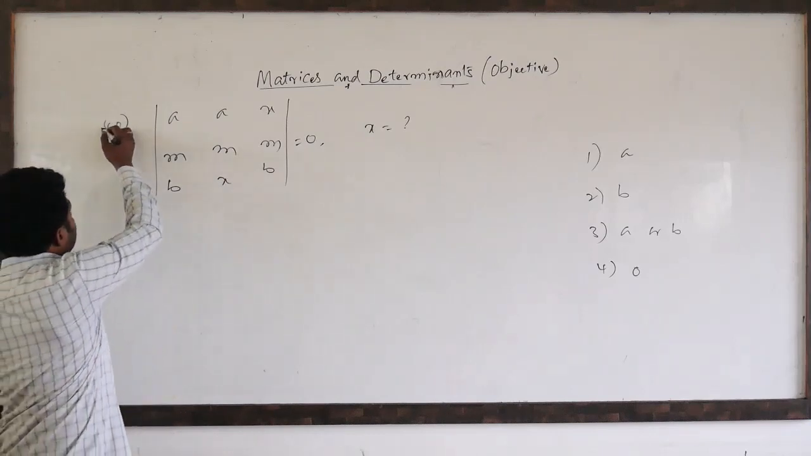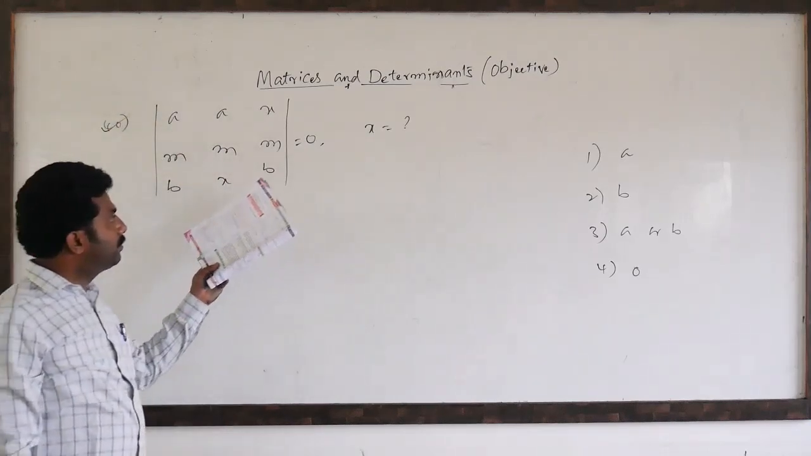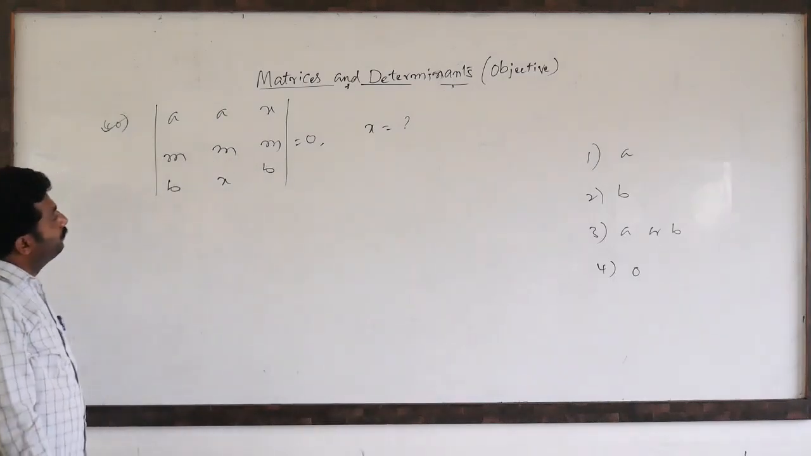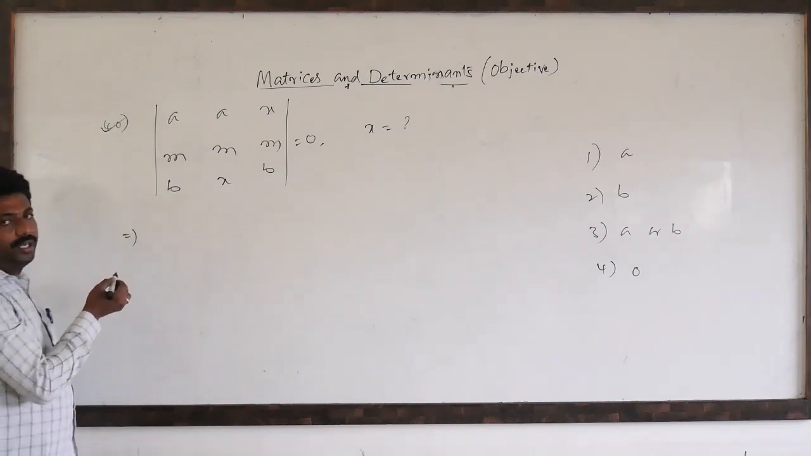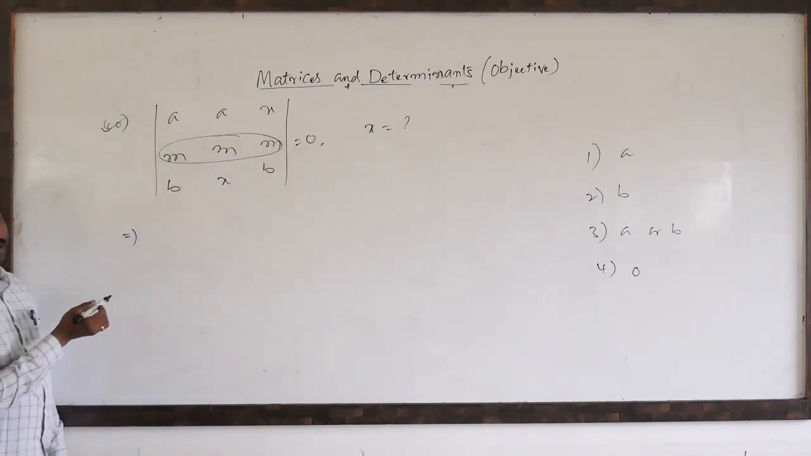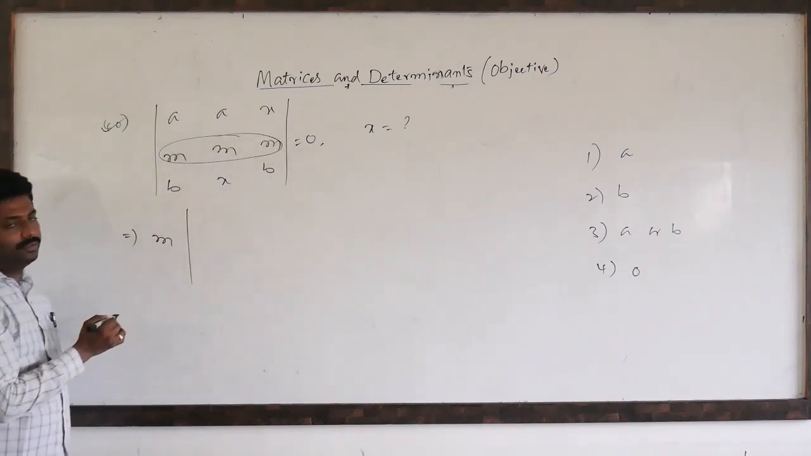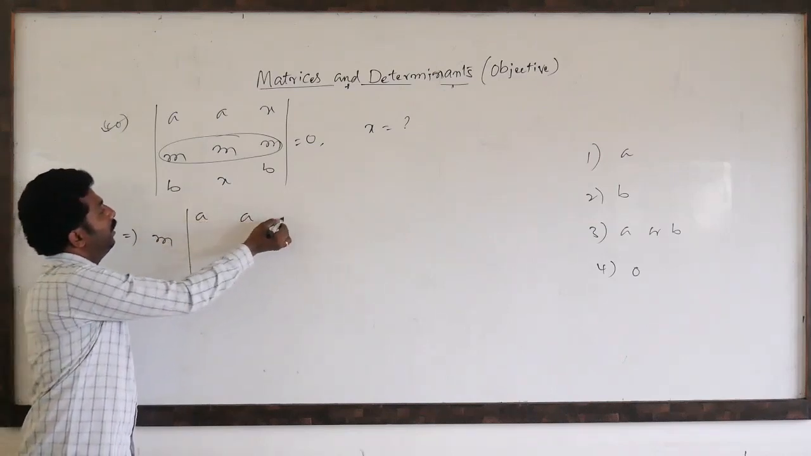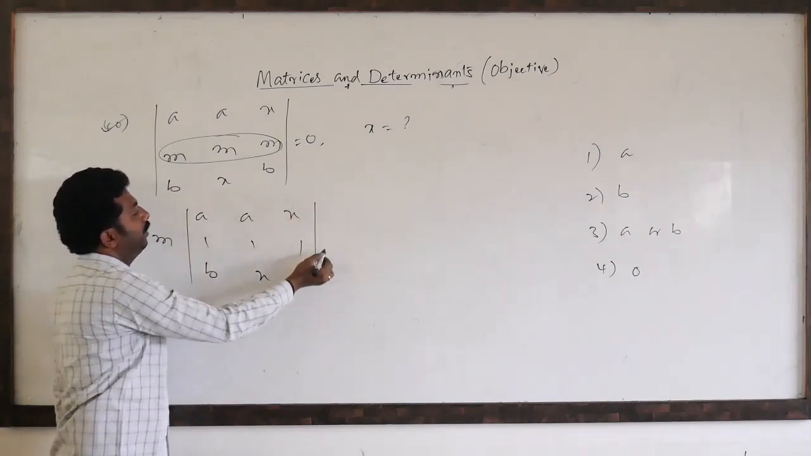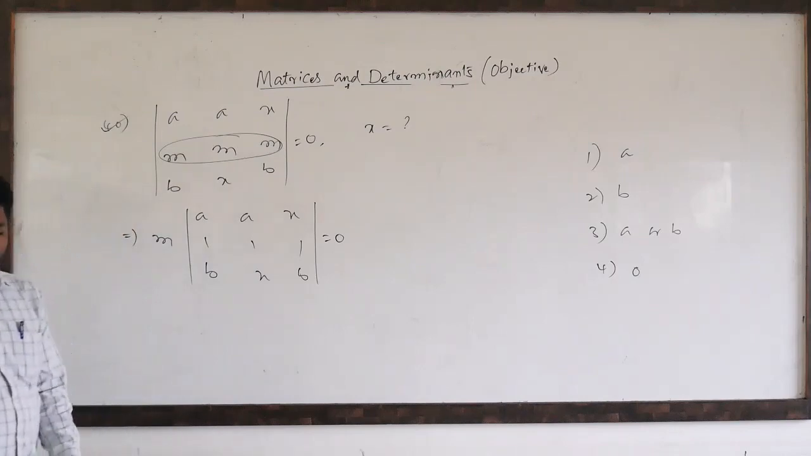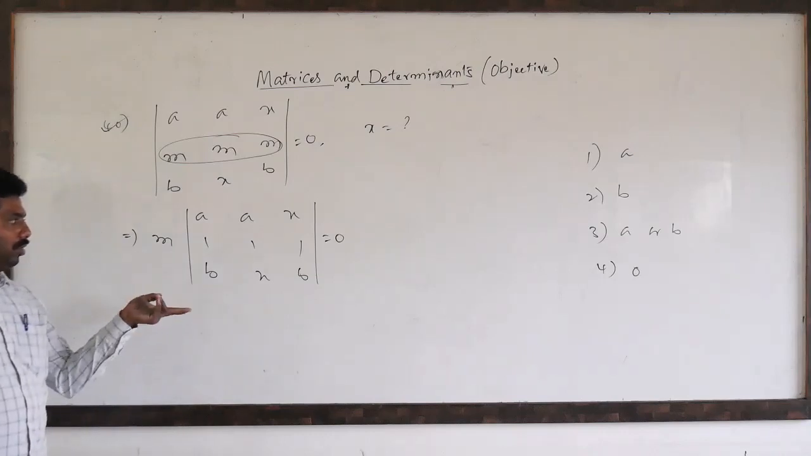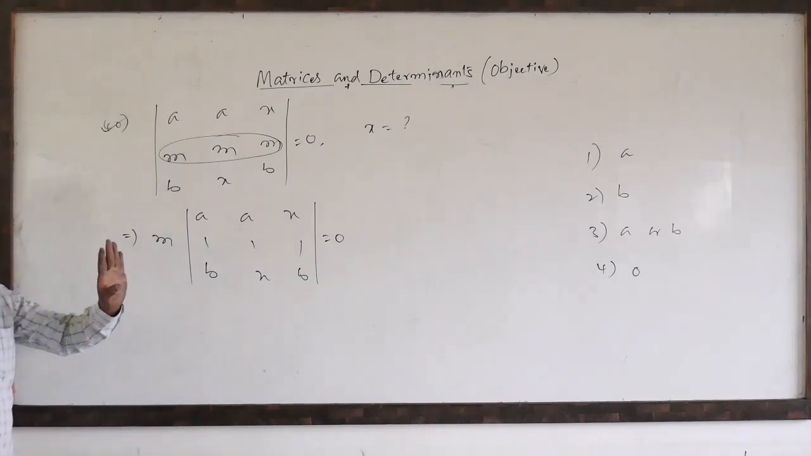Next question, question number 14. If the determinant equals 0, then what is the value of x? Four options with x values are given. If you observe here, the complete second row has elements m, so we can take m common, and the remaining determinant with rows a, x, 1 and b, x, b equals 0. Any two rows or two columns identical, then the value of the determinant is 0.